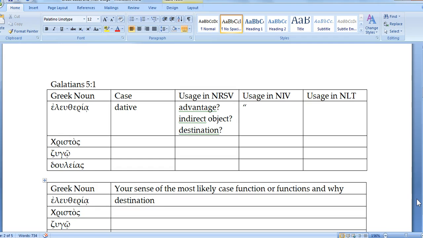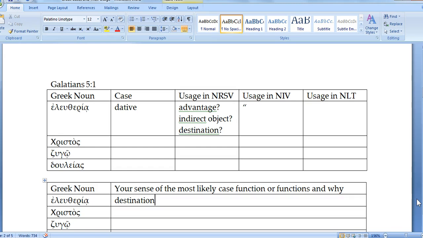So, if we really wanted to commit ourselves in translation to rendering this as a dative of destination, we might say, Christ freed us to bring us to a state of freedom. Now that's using a lot of English words, but on the other hand, it's not necessarily adding words, it's merely bringing out the nuance of the dative of destination in a fully committed and unambiguous manner.